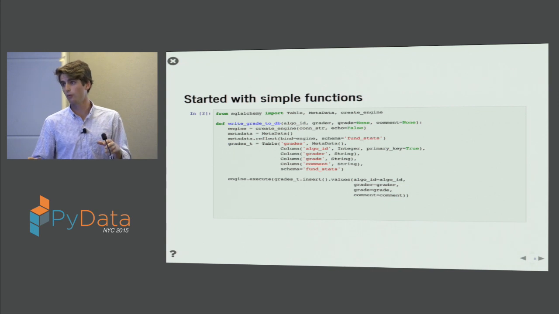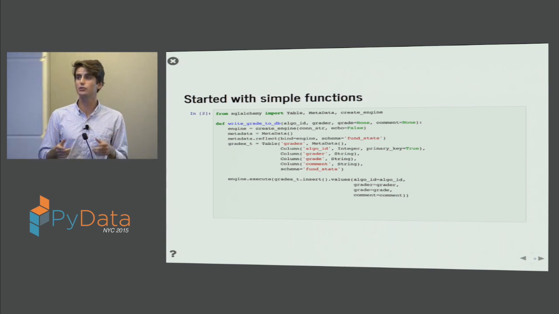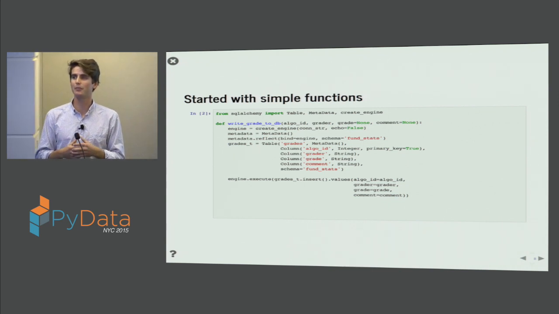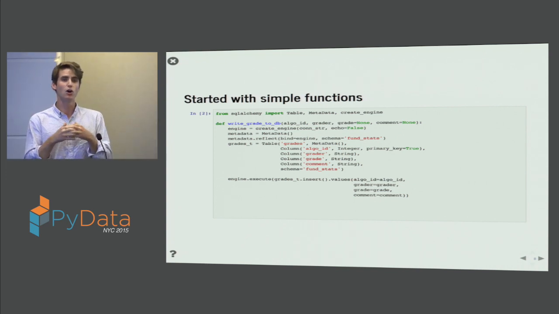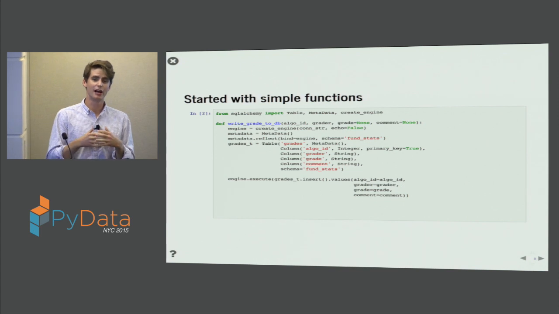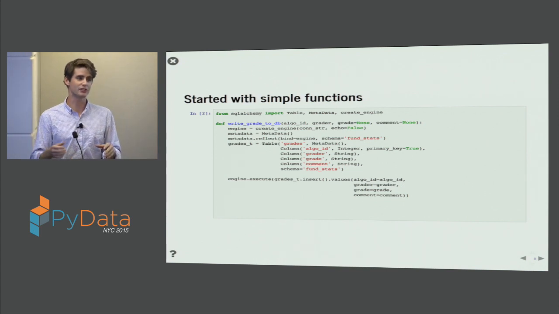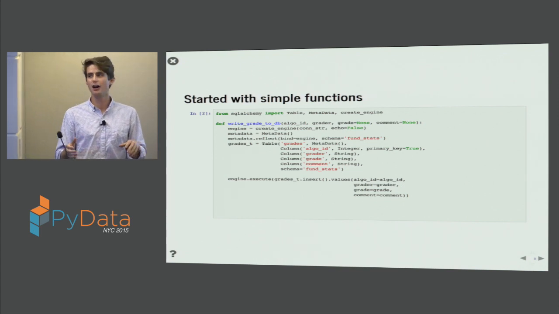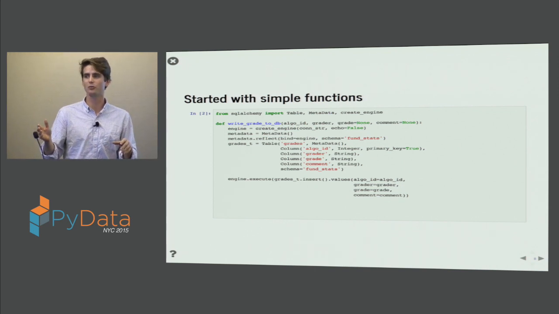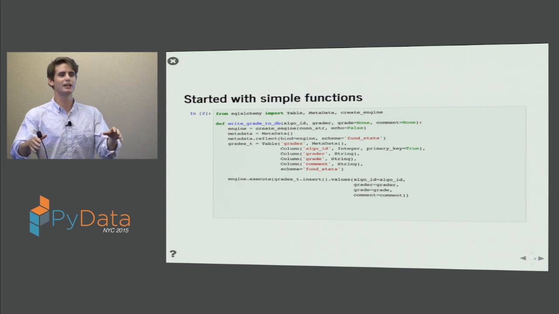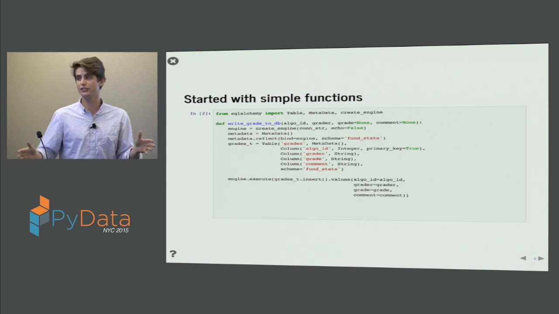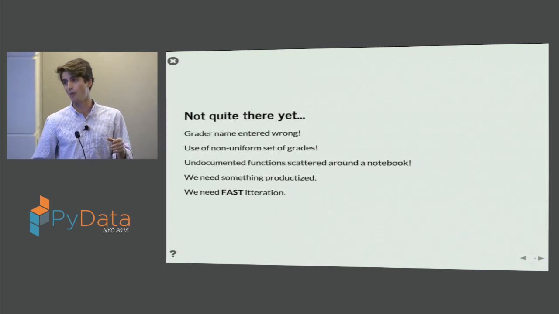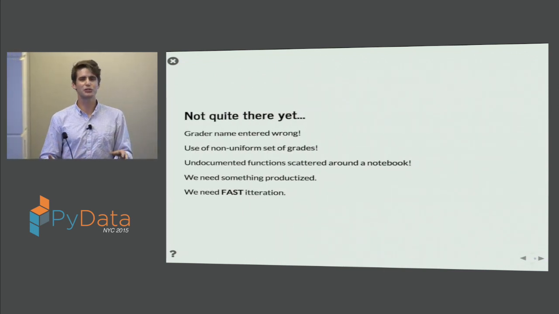And so we started to use this JupyterHub environment as our replacement Google Doc. This is going to be the platform off of which we're going to build our bookkeeping system. And so I started by writing some simple functions. I set up a Postgres database and started writing functions in SQLAlchemy that would simply just take algorithm IDs, grades, comments, put them in the database, query them out of the database. Super simple.